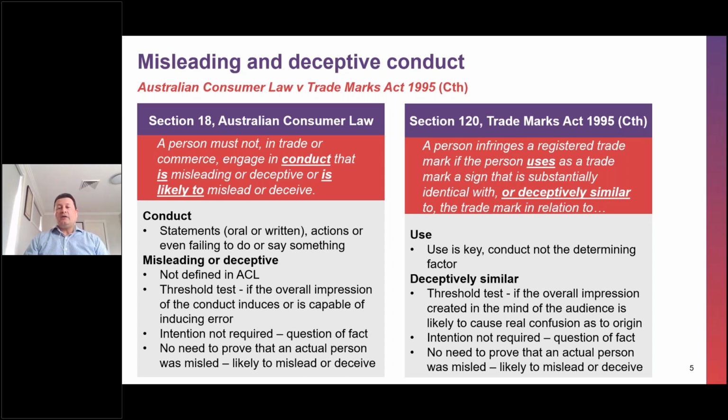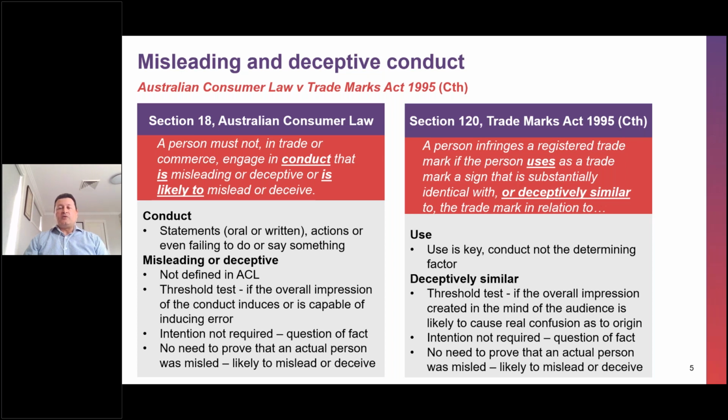There's no intention required, it's simply a question of fact. Did the conduct that occurred mislead, or are the marks, on a review side by side, deceptively similar, and how do people interact with those particular marks? And for both situations, you don't actually have to prove that anyone is actually misled or deceived. It's simply whether or not it's likely to have happened.